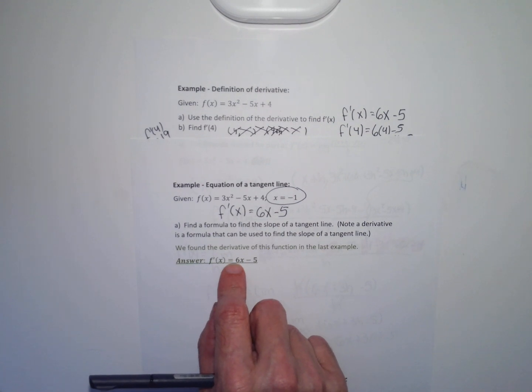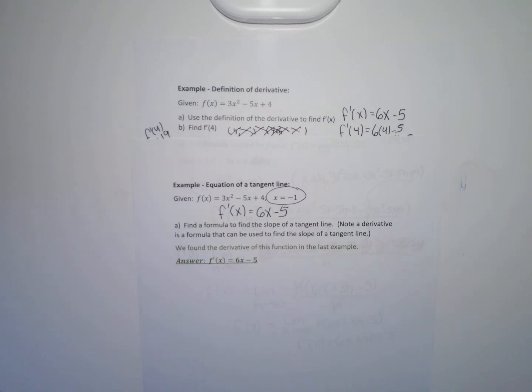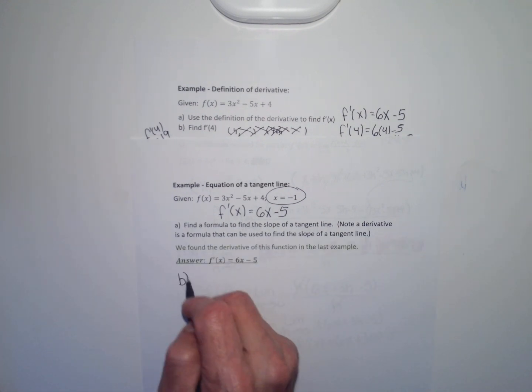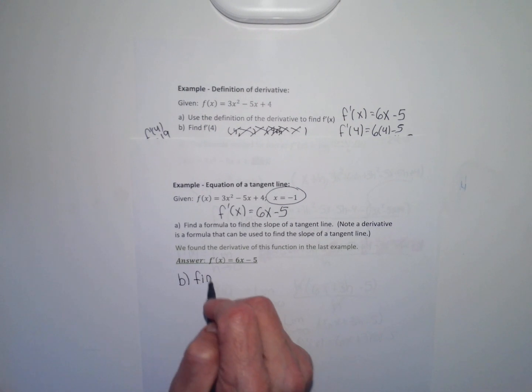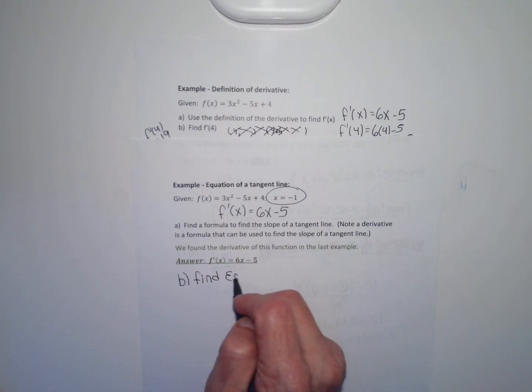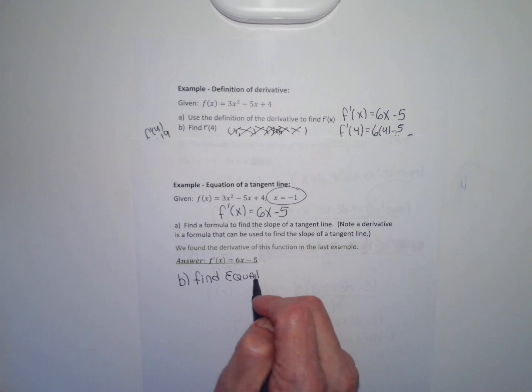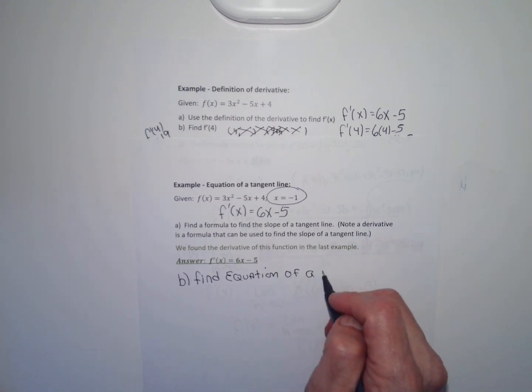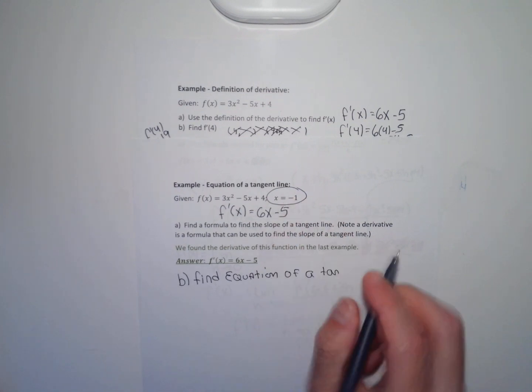Next, find the equation of the tangent line. That's a little more heady. So I have a formula to get slope, and now I want to find the equation of the tangent line. Let me put it right on here. I want to find the equation of a tangent line when x is -1.